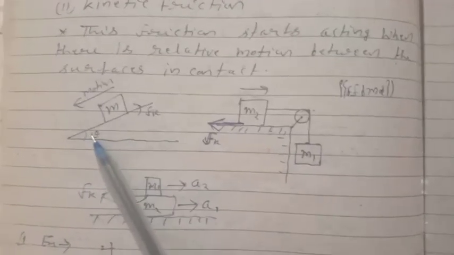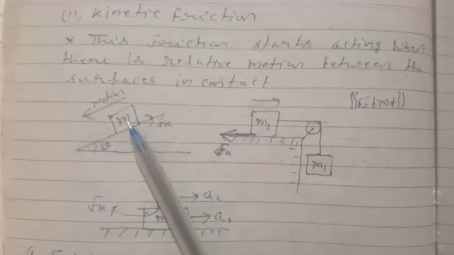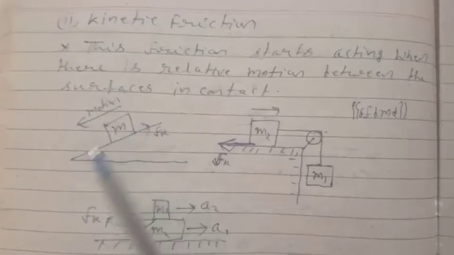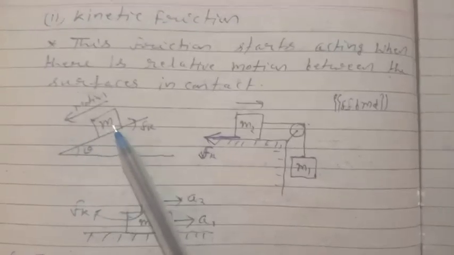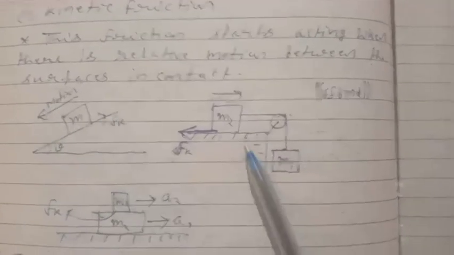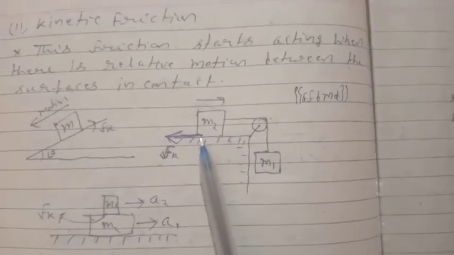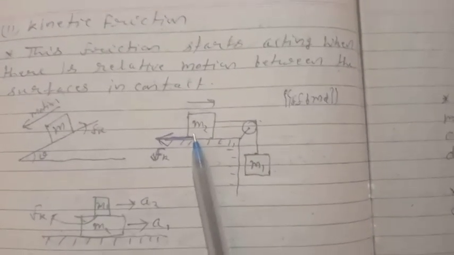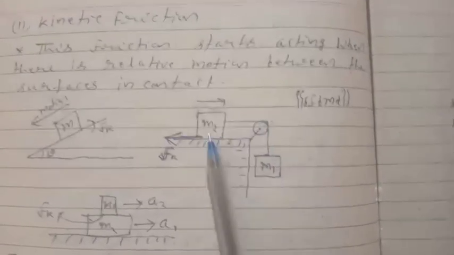For example, here an inclined plane is shown on which a body is placed and the body is in motion, that is, this body is moving. So kinetic friction will act in this direction. Similarly, in this case, because these are in contact, kinetic friction will act on this body. Because the body is moving in this direction, kinetic friction will be in this direction.